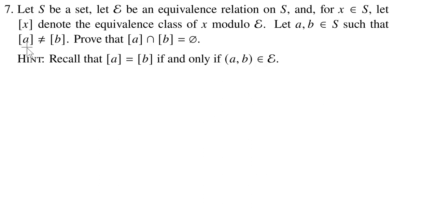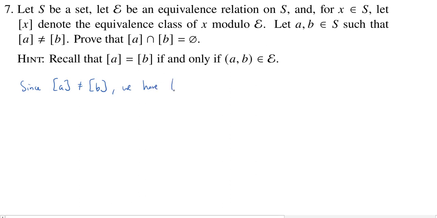So when we say that A and B do not have the same equivalence class, we know that they are not related. So let's just record that right at the beginning. Since the class of A is not equal to the class of B, we have (A, B) is not an element of E.